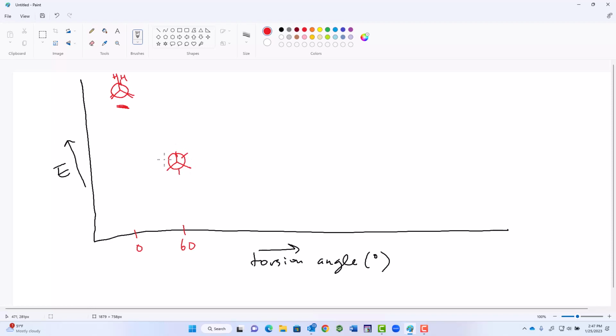So those are going to be bisecting those angles. And remember, these are filled in with hydrogens. This is going to be staggered. This is going to be a trough because remember, staggered is lower in energy than an eclipsed conformer. So this is going to curve down.